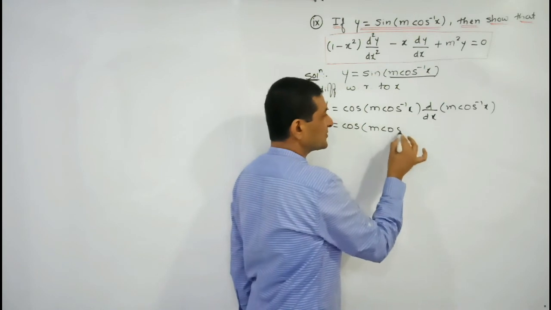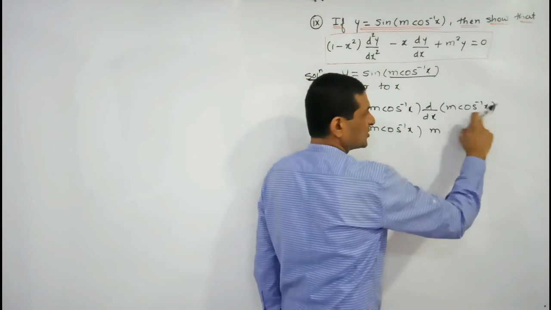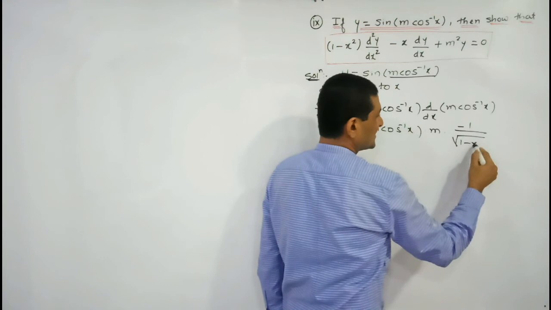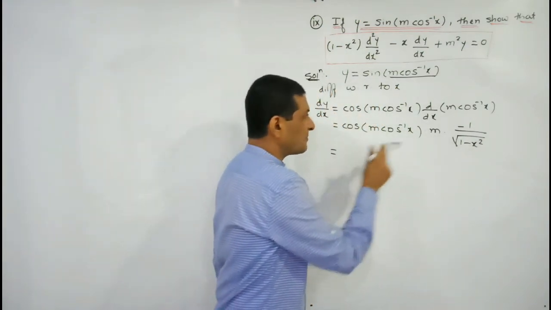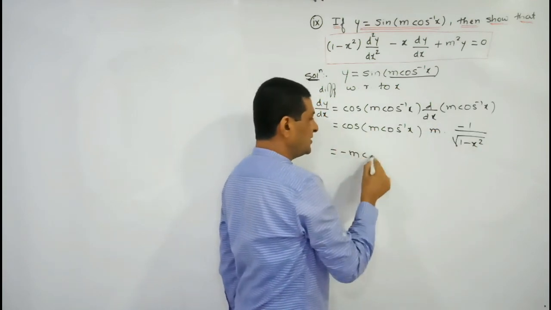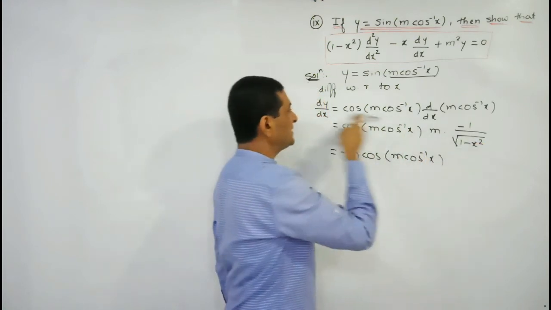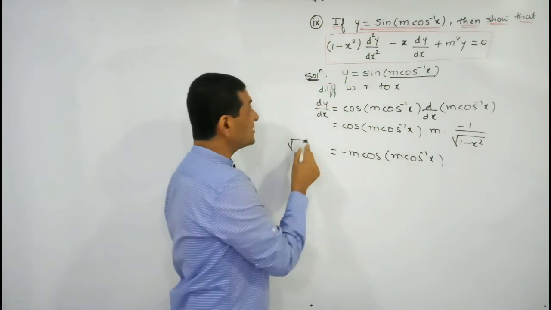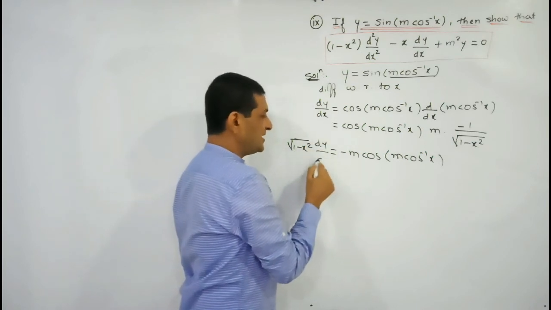cos(m cos⁻¹ x), keep it as it is. Now here m is a constant term, keep it as it is. What is the differentiation of cos⁻¹ x? That is minus 1 upon under root 1 minus x square. Now the first order derivative is known to us, we are just simplifying it. Here minus 1 into m is minus m, I am writing minus m into cos(m cos⁻¹ x), and parallelly I am shifting this term to this side because this term appears on this side. So on this side we will get under root 1 minus x square into dy/dx.